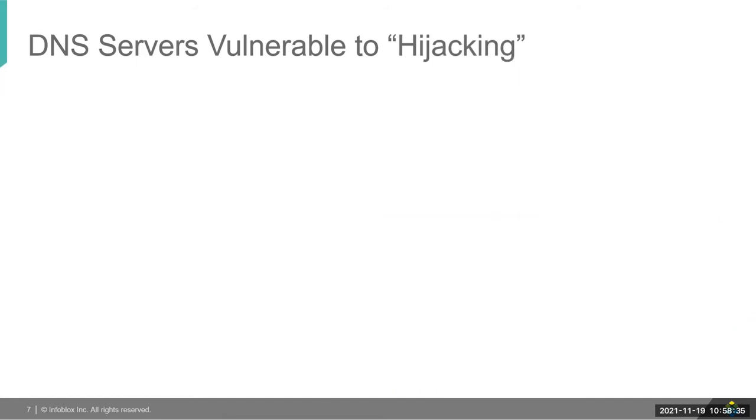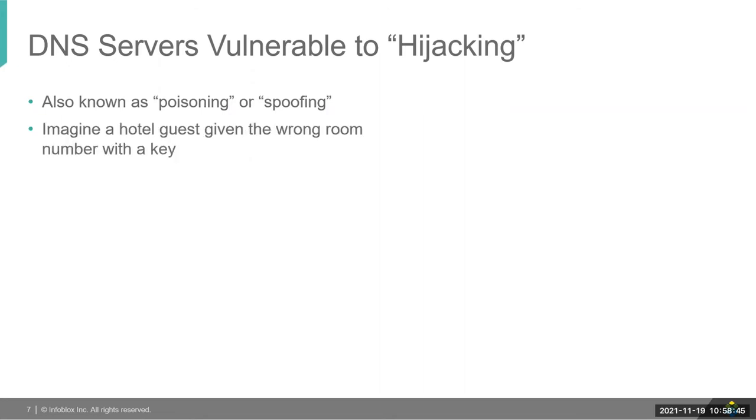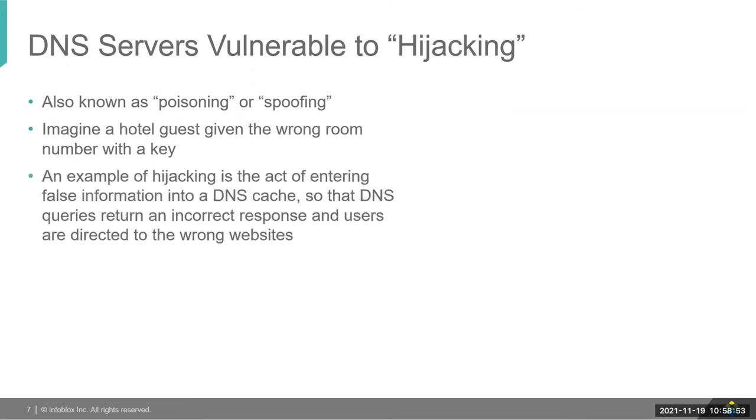So the second example of where DNS servers are vulnerable to attack is something called hijacking, also known as DNS poisoning or spoofing. So imagine a hotel guest who is given the wrong room number and a key. This hotel guest goes around trying to open all the doors, and being led astray. So that's one example of hijacking in real life.